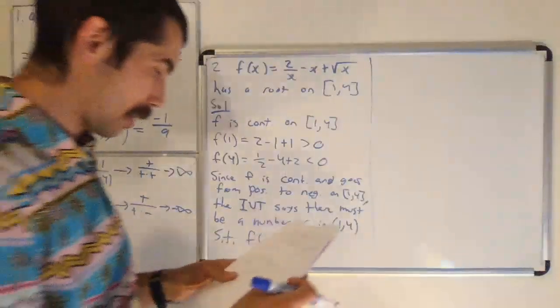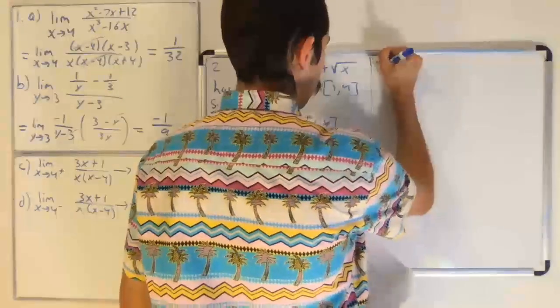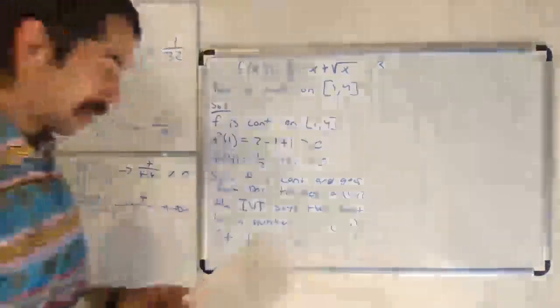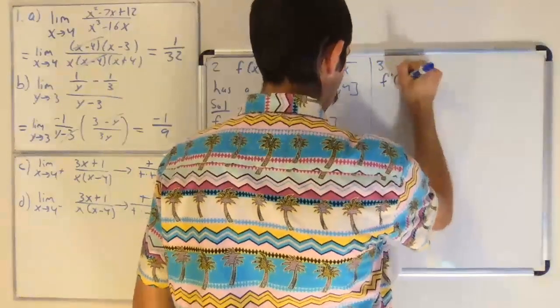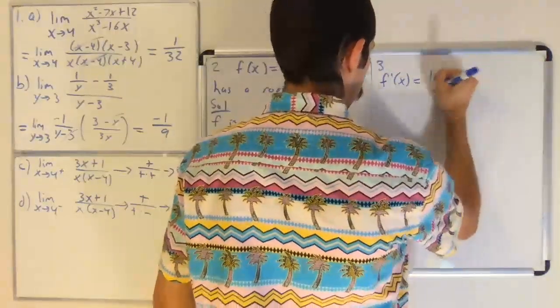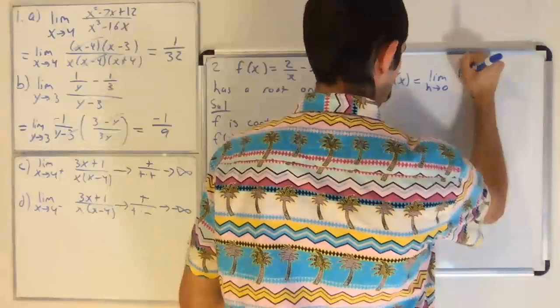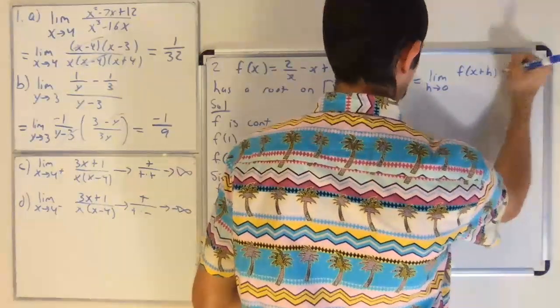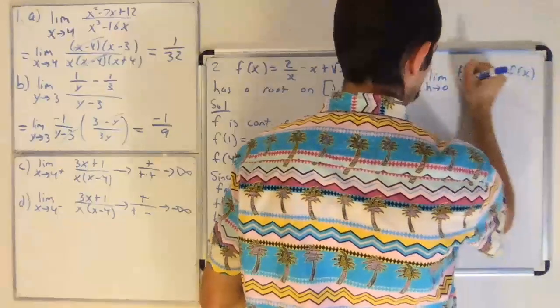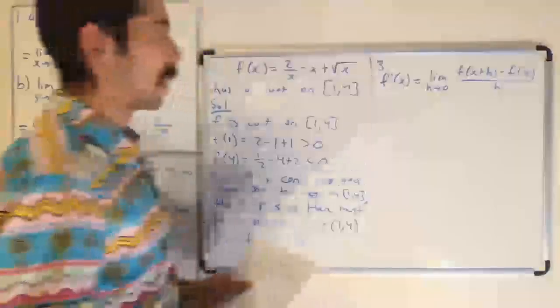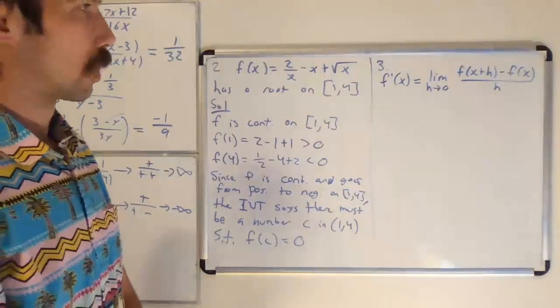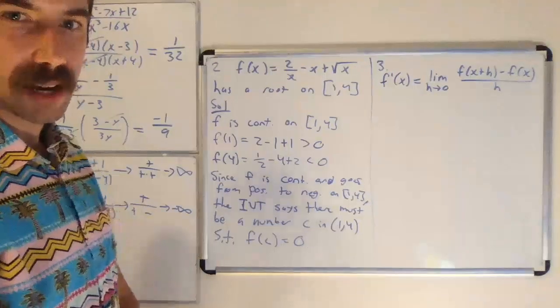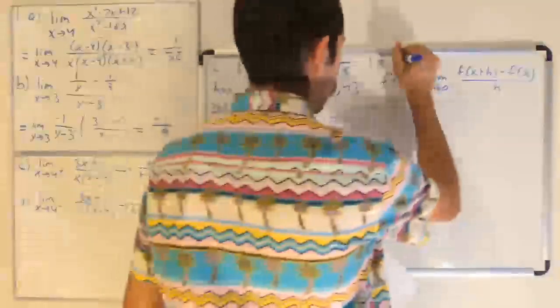Okay, on to question 3. First it says, state the limit definition of the derivative. Okay, that's an easy one. That's just the limit: f prime of x is equal to the limit as h goes to 0 of f of x plus h minus f of x all over h. I guess this is part A.